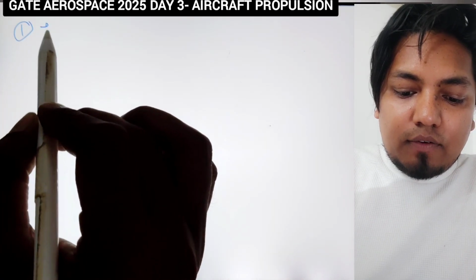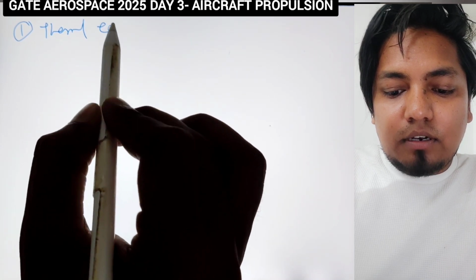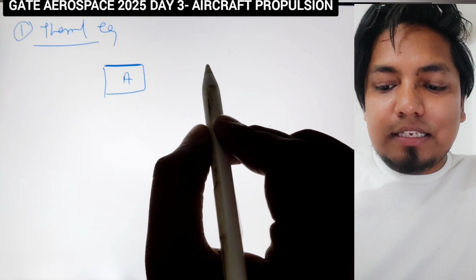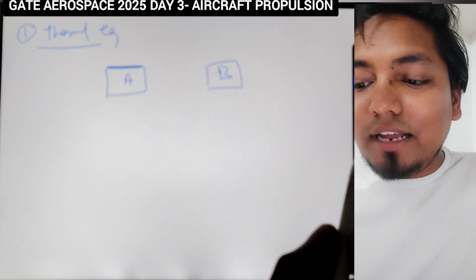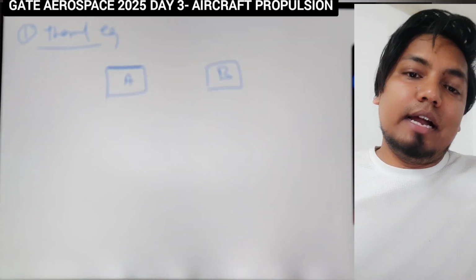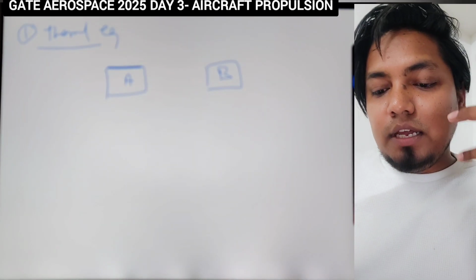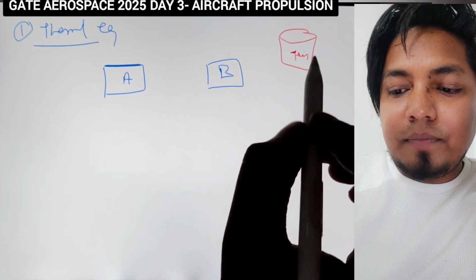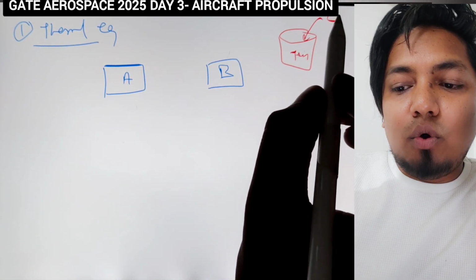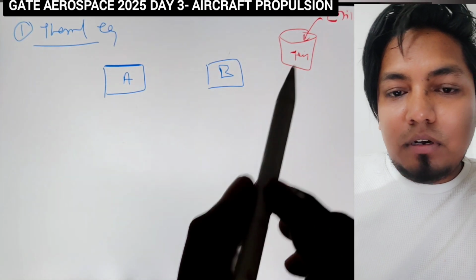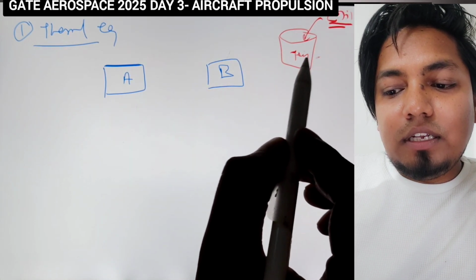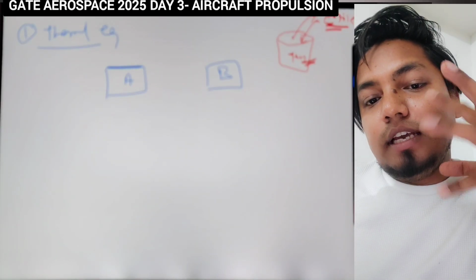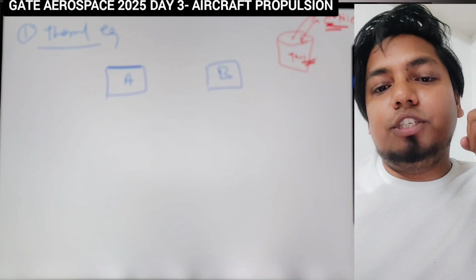So first, you have to understand what thermal equilibrium is. Suppose you have a system A and this system is interacting with system B. When I say interaction, what do I mean by that? Suppose you have a hot tea, and you mix some cold milk in it. Milk is at a different temperature, tea is at a different temperature. So when they interact with each other, heat exchange means temperature change will come into the picture, right?